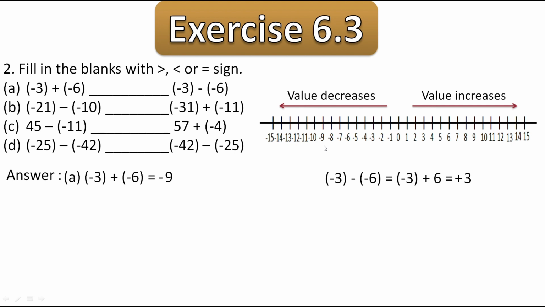Now see here, the minus sign is on the leftmost side of this plus 3, right? As we move from minus 9 towards the right side, the value of plus 3 increases as compared to minus 9. Therefore minus 9 is smaller than plus 3. Even though 9 is bigger and 3 is small, because of this minus sign the value of the 9 gets decreased. So here minus 9 is smaller and plus 3 is bigger.